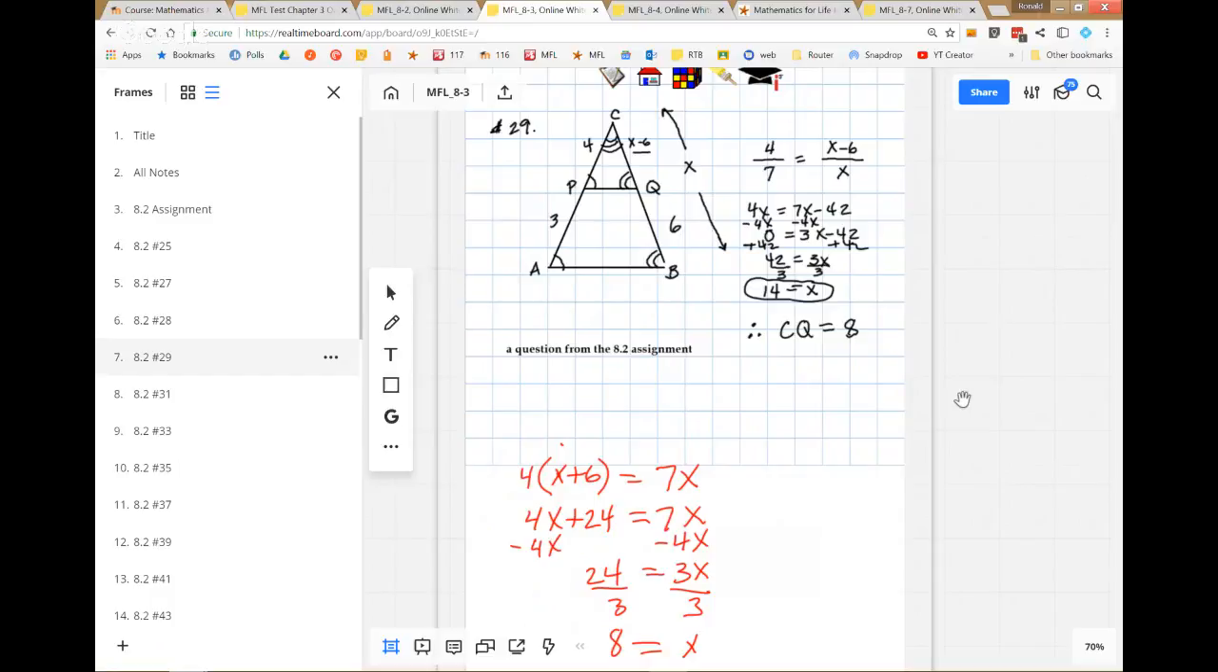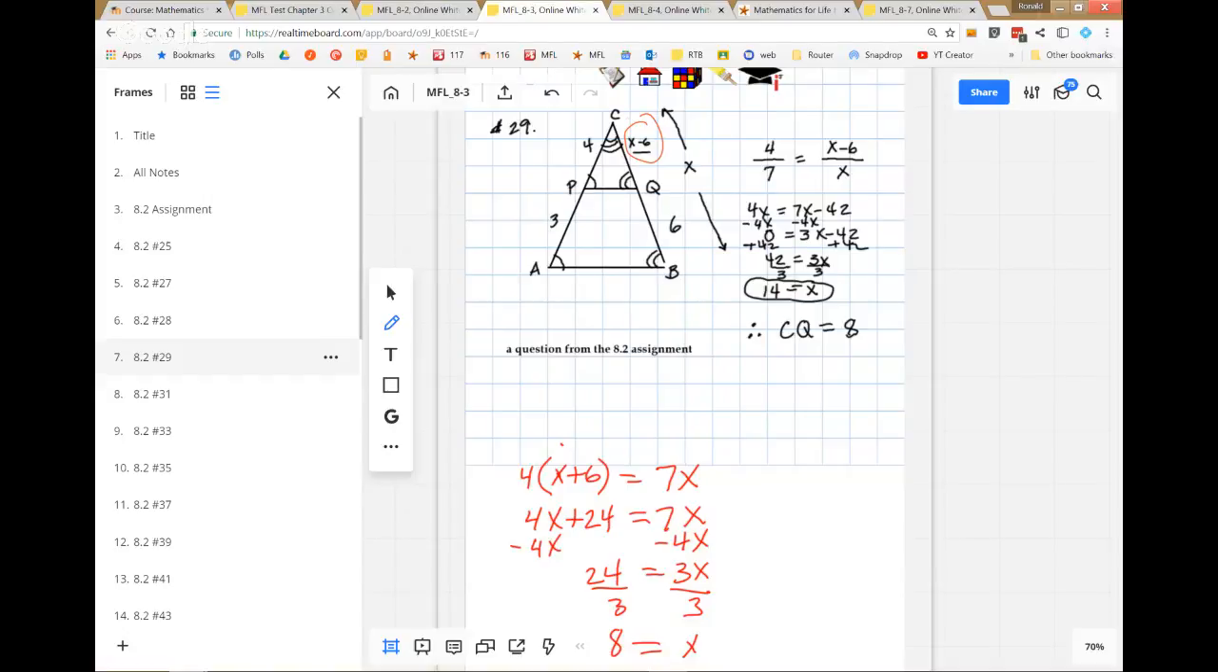So I've got the picture of the triangle with PQ being parallel to AB. And in number 29, they told you that AP was 3, so you see I wrote the 3 in there. And PC is 4, so I put the 4 up there from P to C. And BQ is 6, but they didn't tell you what BC was. And so this part, let me change to a red pen here. This part right here is not showing.